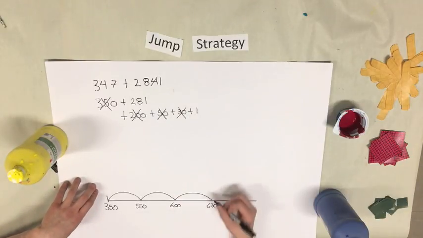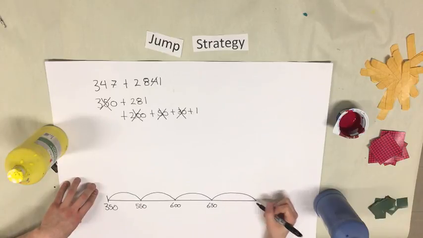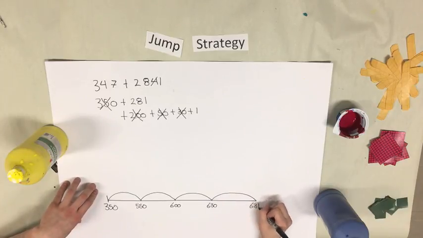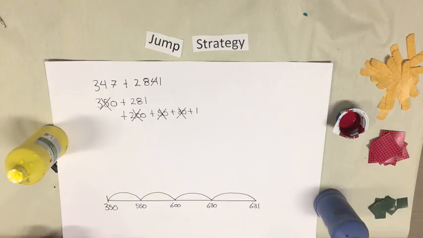And now we're going to add 1 to 630. The answer is 631, which looks a lot different than our original estimate of 635.